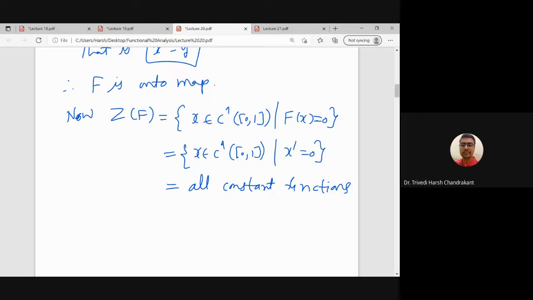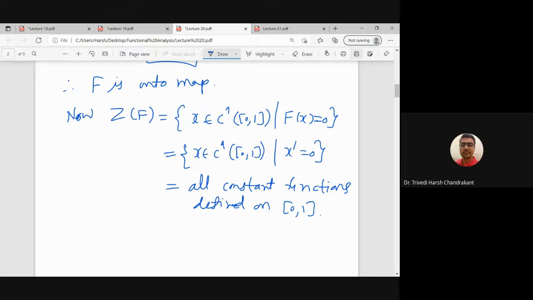Basically we are taking the functions whose domain is the closed interval 0 1. So all constant functions defined on the closed interval 0 1. So that is the kernel of this map, the differential operator. The kernel is the set of all functions which are constant. So here we are using the mean value theorem, to recall the proof from calculus. Okay.